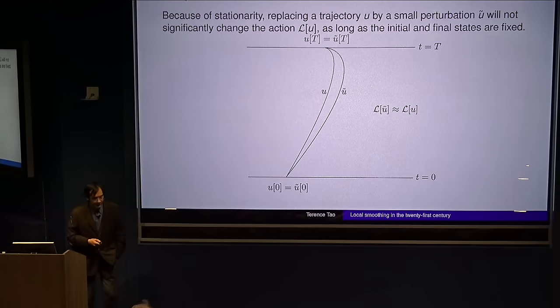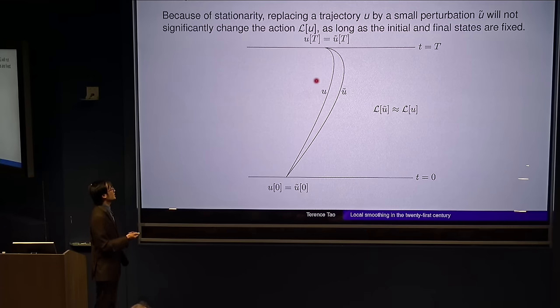And what being stationary means, minimizing the action, which is normally called L for Lagrangian, is that if you take your actual trajectory, the actual path of your solution, and then you take any competing trajectory, some other possible wave that doesn't solve your equation, but starts at the same initial state and ends at the same final state, but does something close to, but not exactly the same.